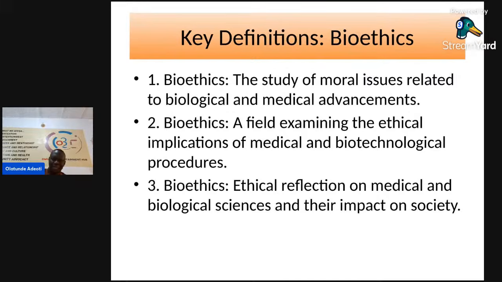What is morality? Don't you know that there are some things that are moral to Mr. A and not moral to Mr. B? Some people believe that money is everything, whereas some people believe that human relationship is, and some believe that it is food, it is shelter. So bioethics is the study of moral issues. What are those moral issues?